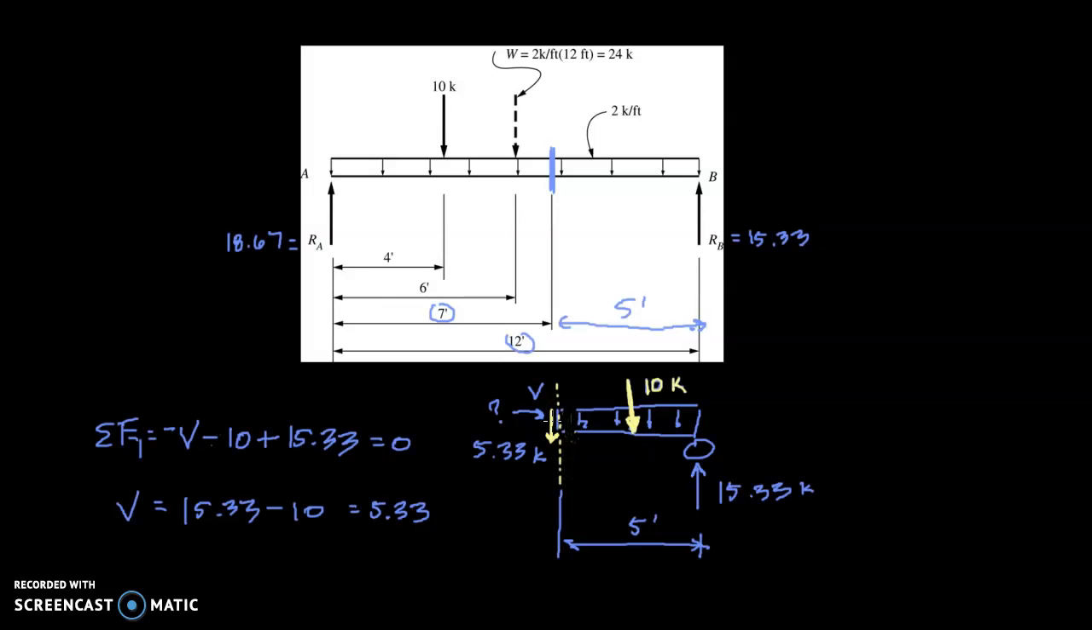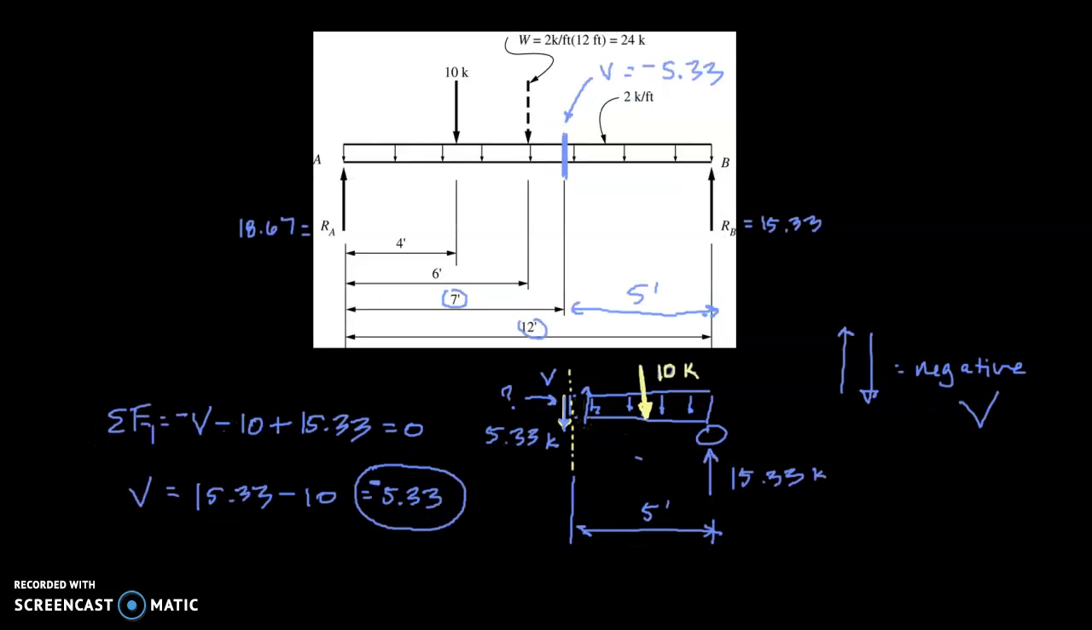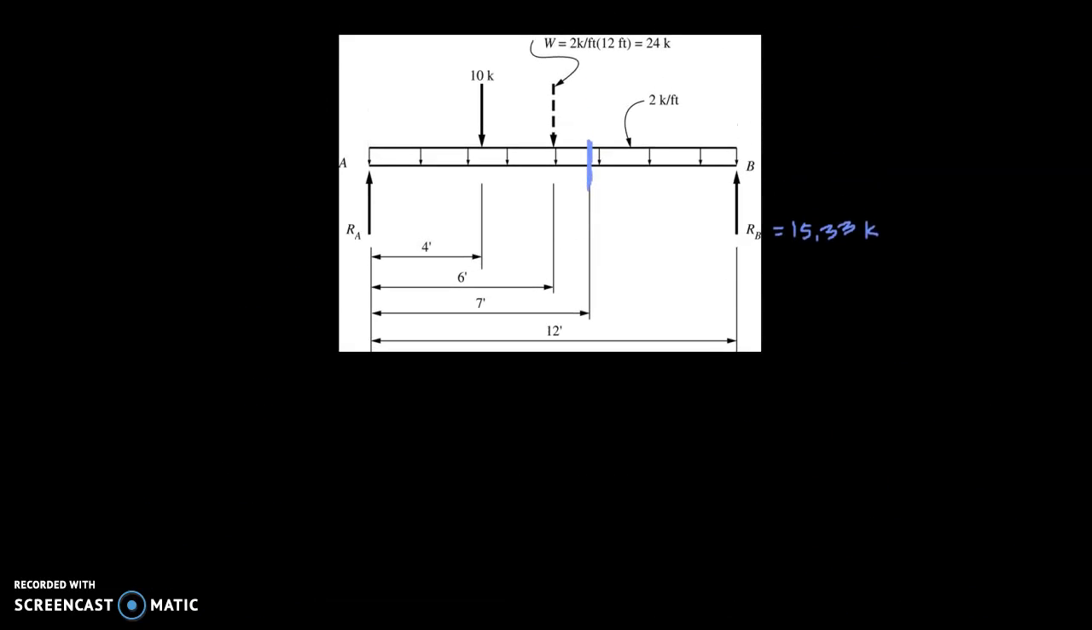And on the left side of that plane, it's going down. The sum of these forces here is going up. And so if you remember that sign convention for shear, that's negative shear. Negative V. So I should label this as a negative. That is the internal shear at this point. So right here, I can label V equals negative 5.33. So I found the shear. Now let's find the moment.